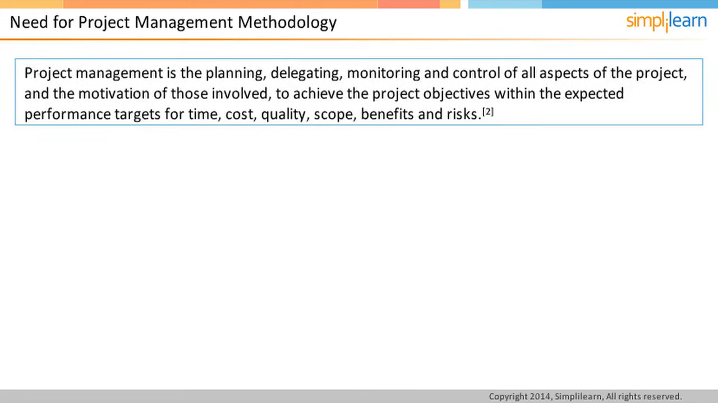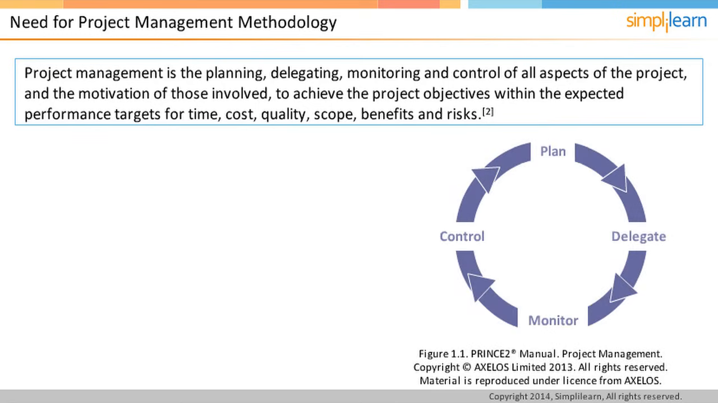PRINCE2 defines project management as the planning, delegating, monitoring, and controlling of the entire project and the motivation of those involved to achieve the project objectives within the expected performance targets for time, cost, quality, scope, benefits, and risks. In spite of best efforts by the higher management and the project manager, projects still fail. Millions of pounds are lost when the projects fail to achieve their objectives. The image on the screen represents the core concept of project management methodology.